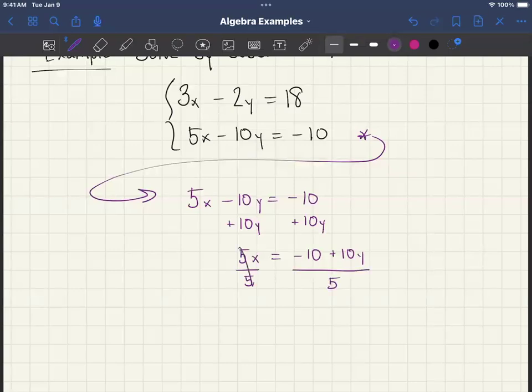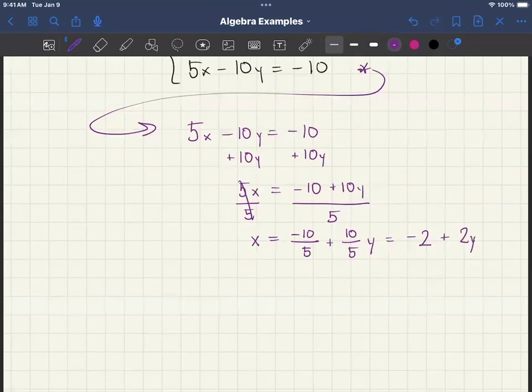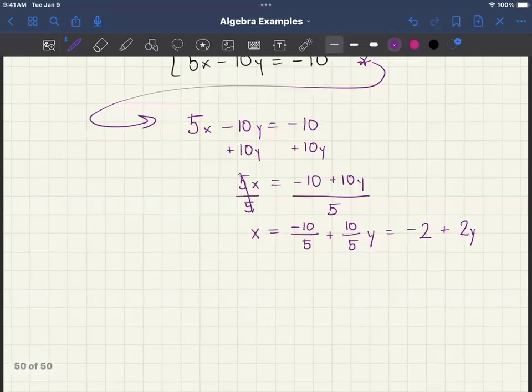Remember, when we divide by 5, 5 divided by 5 is 1. So on the left-hand side, we have just x left over. On the right-hand side, when we divide a huge thing like that, we can divvy it up. So both sides are divided by 5. This gives us -2 plus 2y. Okay, now that we've solved, we have x is equal to -2 plus 2y.